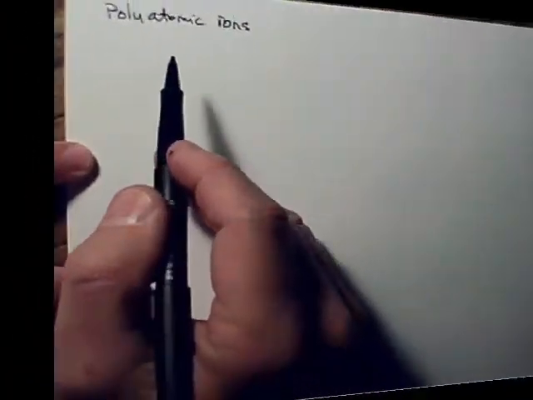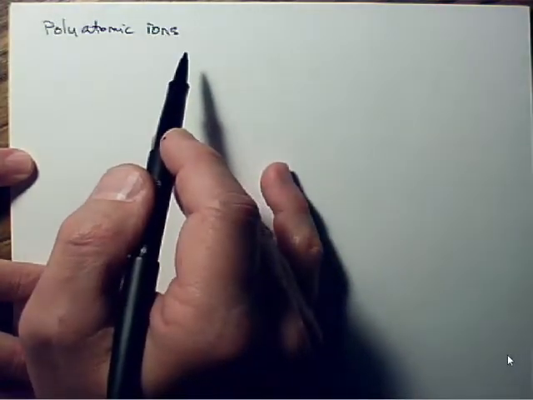This lesson is about polyatomic ions. It's built on concepts that we learned previously about monoatomic ions and about how to predict the shape of simple molecules. If you don't remember those things, please go back and review first. We're talking about polyatomic ions.